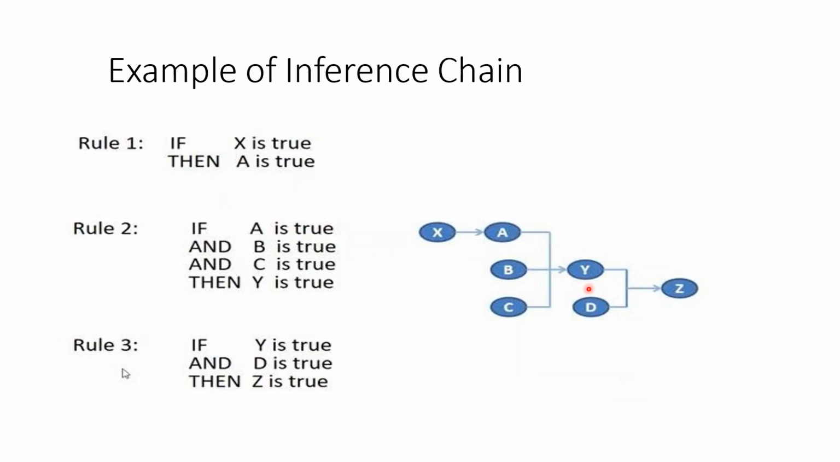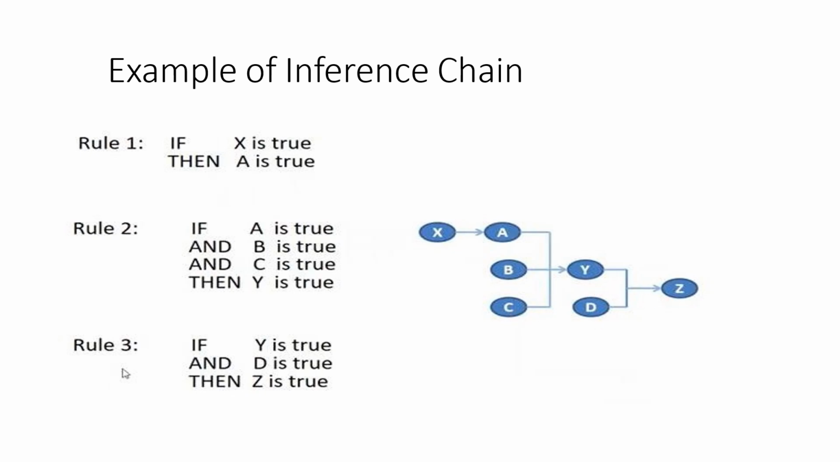Then we have Y is true and D is true. Then we check with our rules. The third rule is matching: Y is true and D is true, then Z is true. So our new final conclusion is Z is true. This ordered sequence of rule firing is called an inference chain. So X leads to A, and then A combines with B and C to produce Y, then Y and D produce Z.